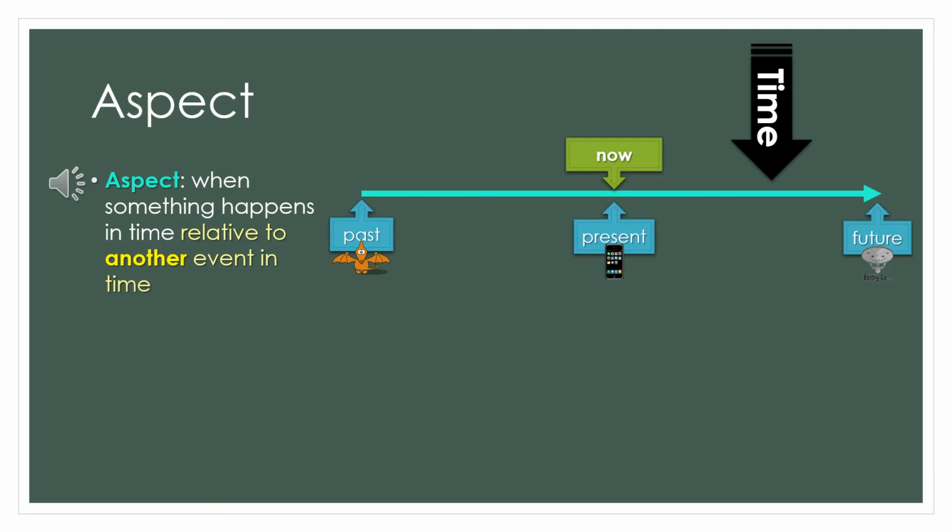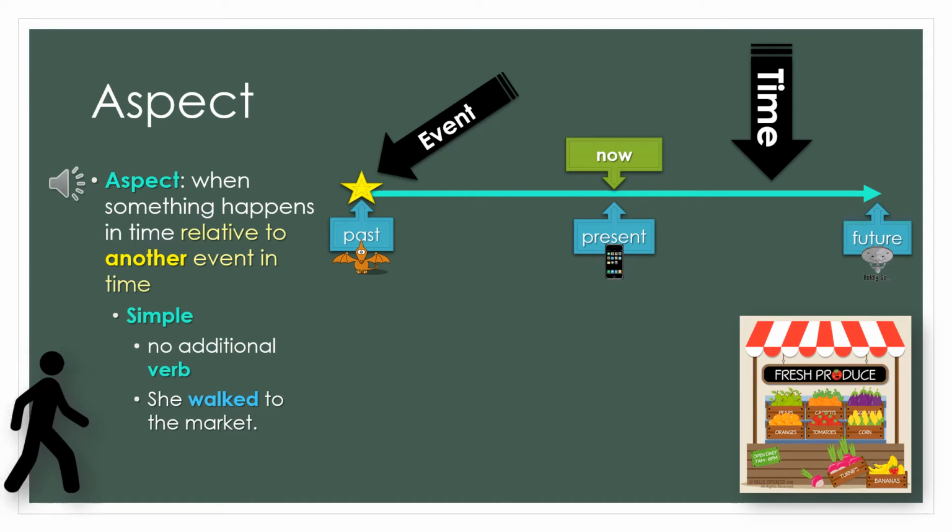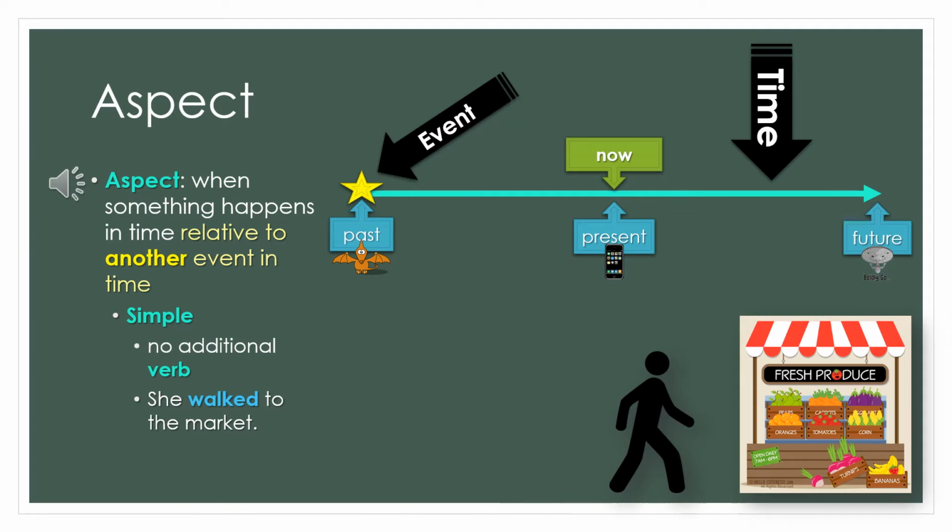Remember, aspect is when something happens in time relative to another event in time. Simple aspect has no additional verb. For example, she walked to the market. Walked is in the simple past. There is no additional verb.